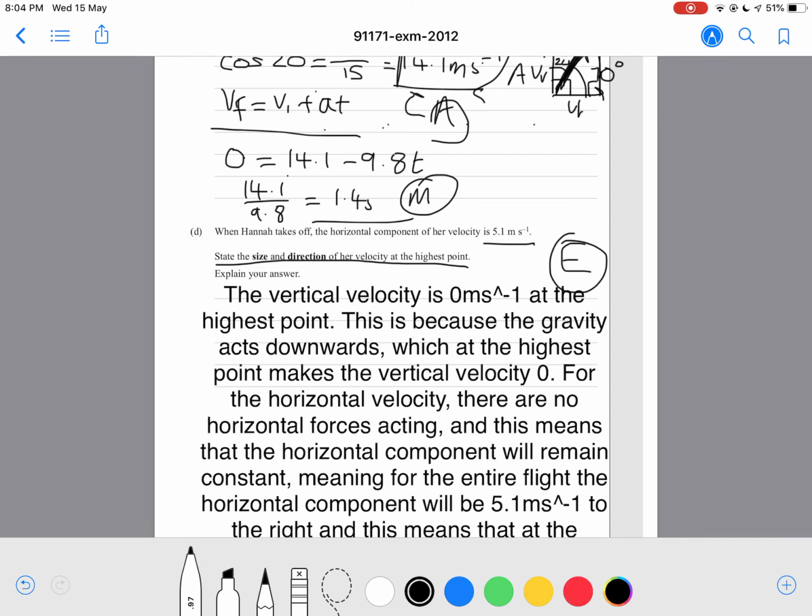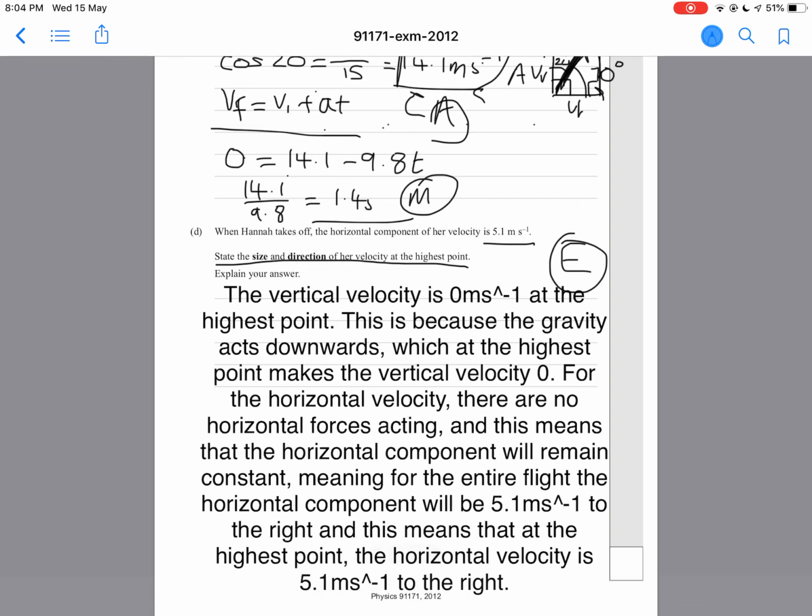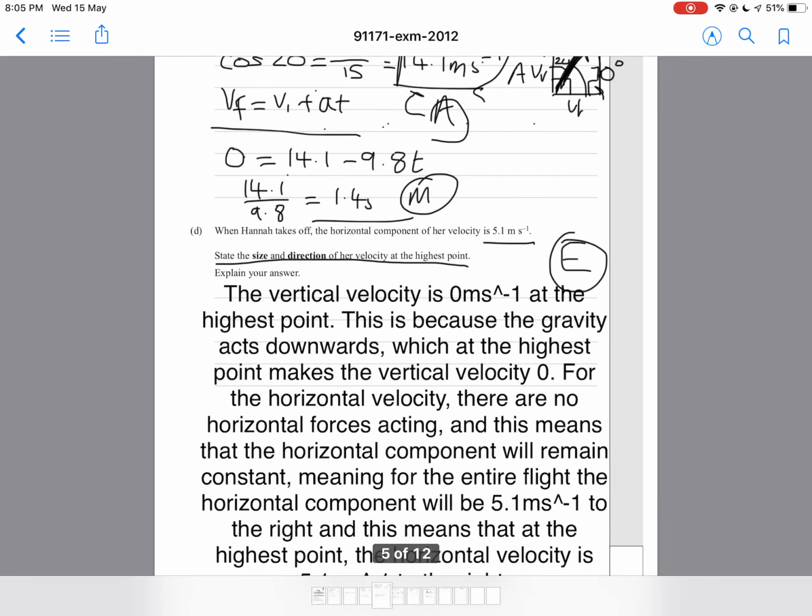For a merit grade, you're going to say the horizontal velocity is 5.1 meters per second to the right, and the vertical velocity is 0, but you don't mention anything about gravity. You have to mention gravity as well. That's very important. To get the achieved grade, you can have either the horizontal velocity is 5.1 meters per second to the right, or the vertical velocity is 0. For merit, you need both of these points. And for excellence, you also need to mention how gravity affects the vertical velocity. That's pretty much it for this question.